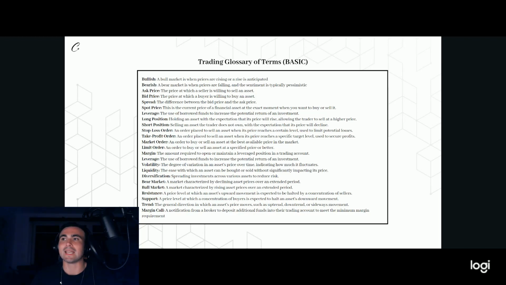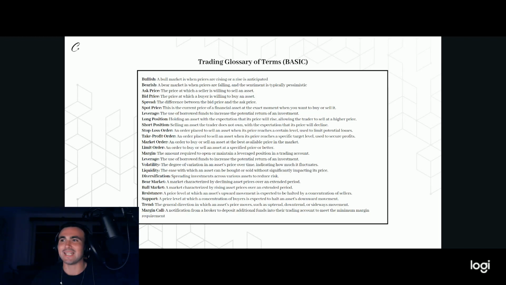Margin. The amount of required margin or capital used to open or maintain a leverage position in a trading account. Leverage. The use of borrowed funds to increase the potential return of an investment. Volatility. The degree of variation in an asset's price over time, indicating how much it fluctuates.